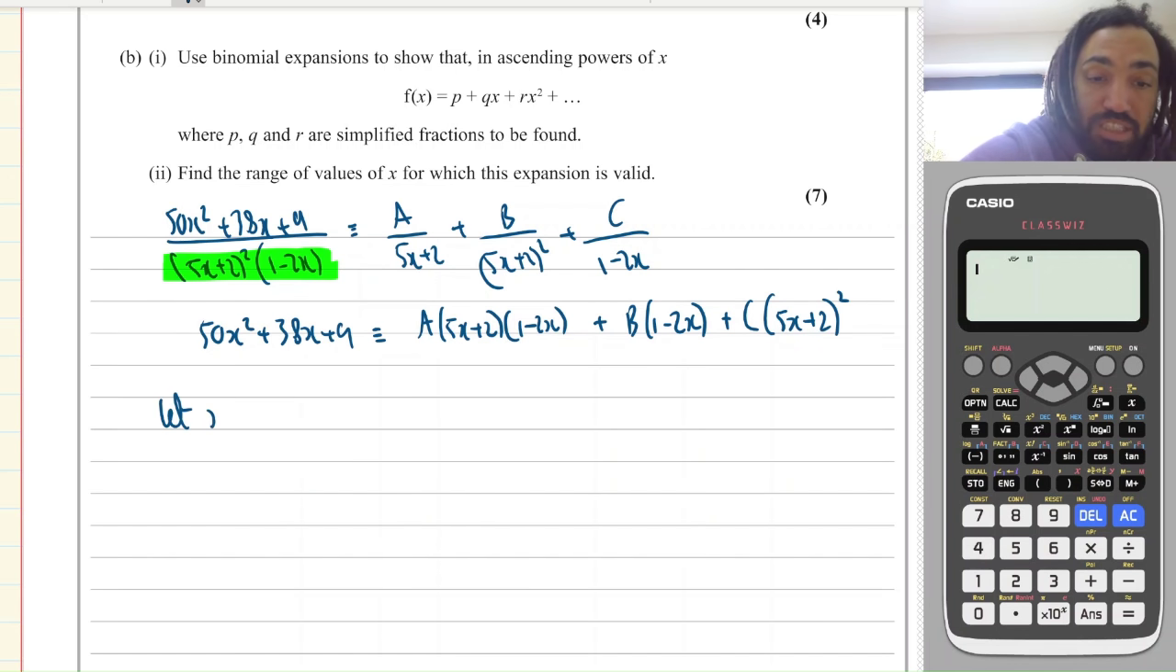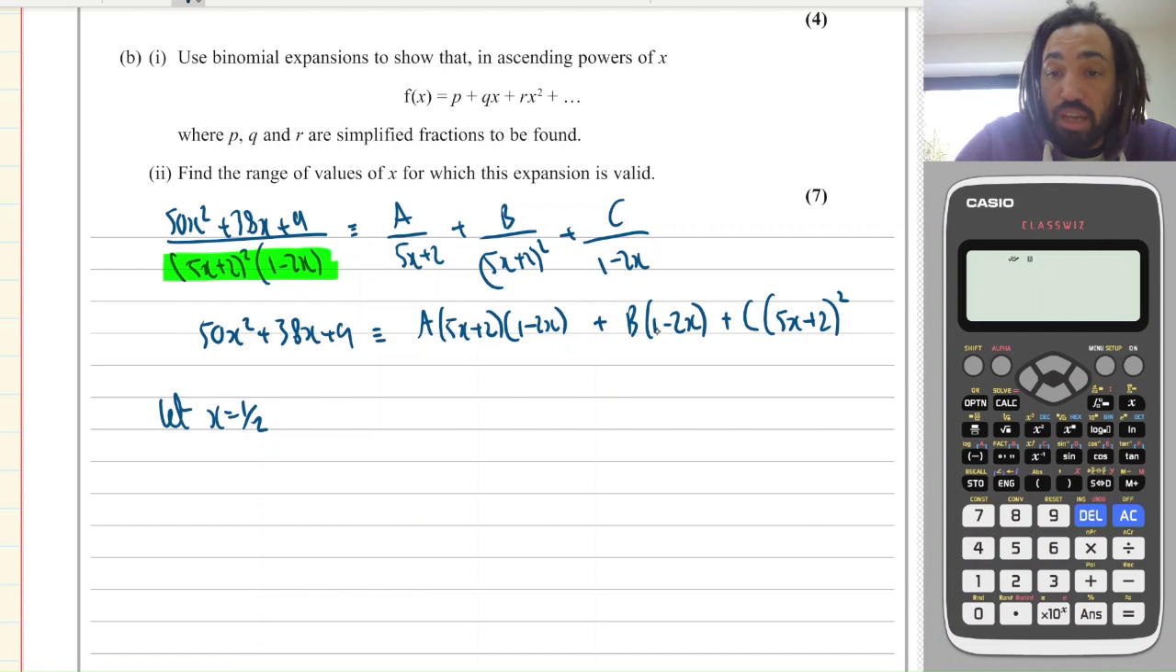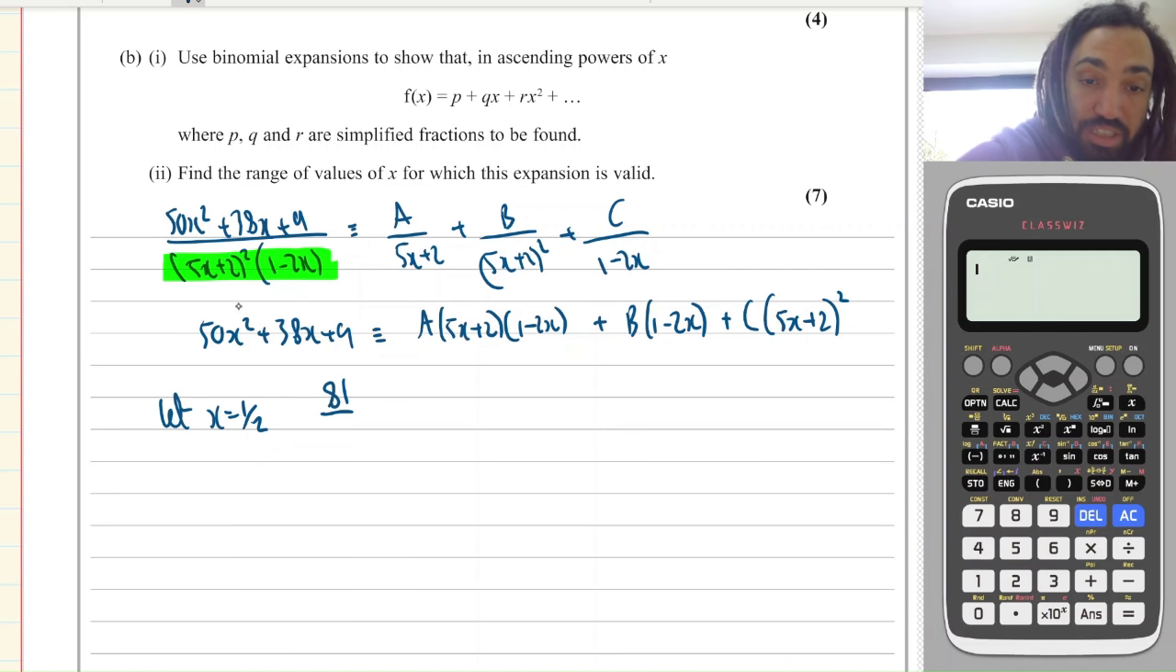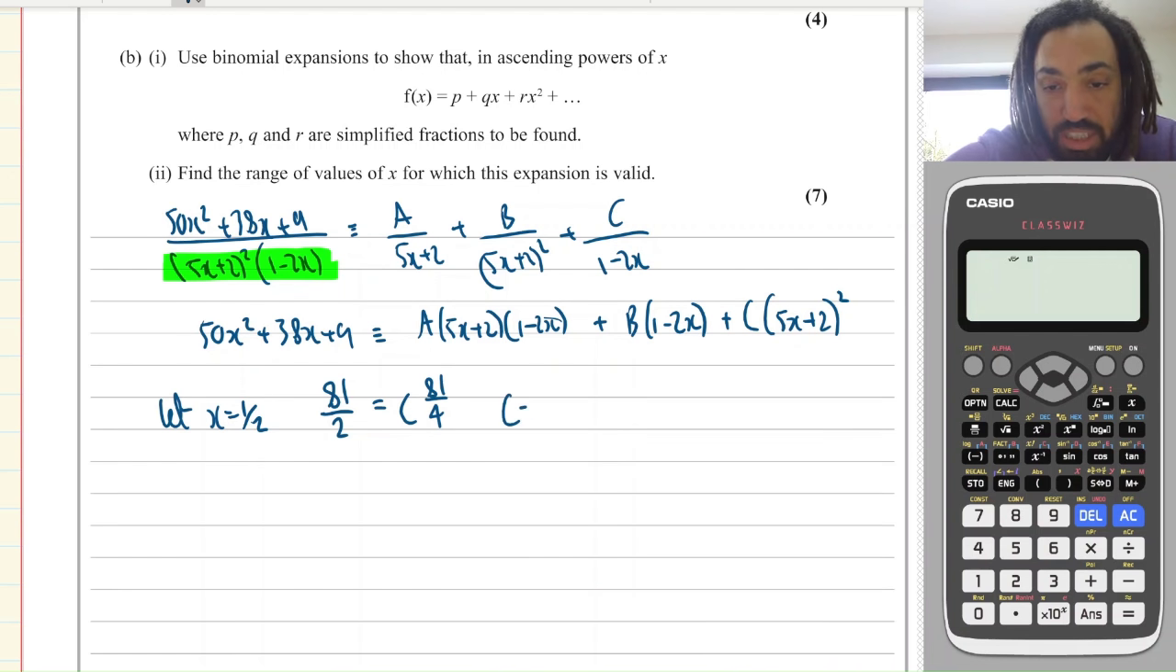I'm then going to let x equal a half because it's the solution to the 1 minus 2x bracket. And that is going to give us, when I sub into the left hand side here, 81 over 2, and when I sub it into the right hand side, this a bracket is going to cancel, so is this b1, and we're left with a c1, and that will come out as 81 over 4, and that tells me that c must equal 2.